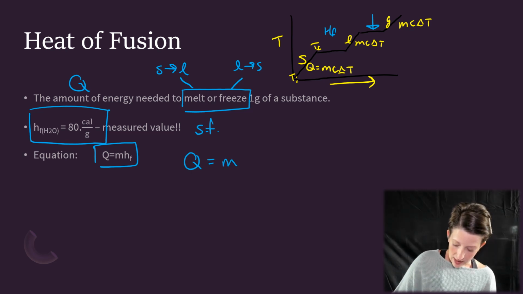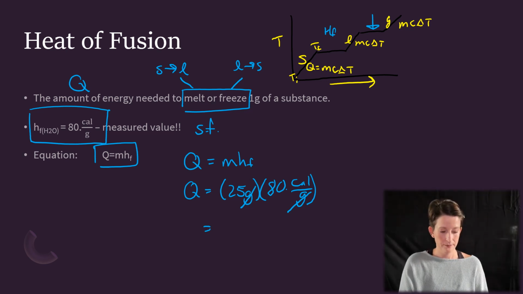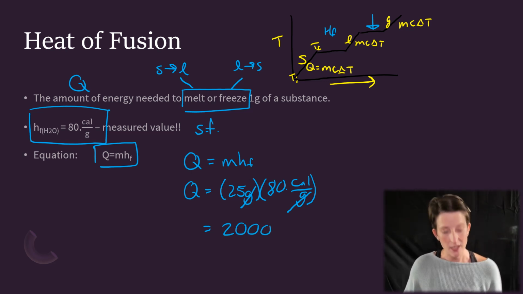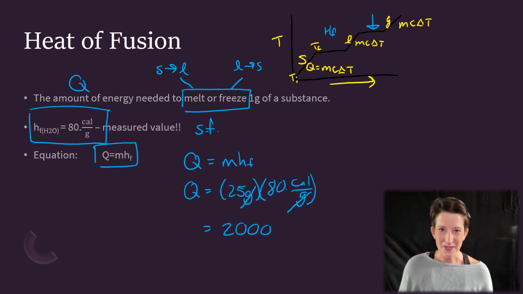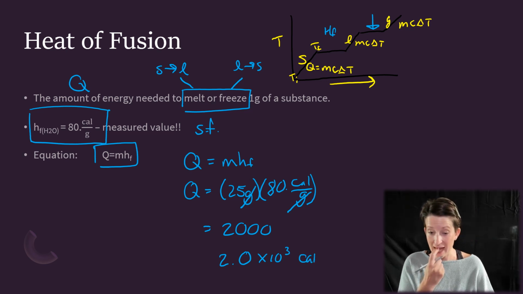So Q equals m HF. We had said that m was 25 grams and HF is 80 calories per gram. So grams are going to cancel out, and we take 80 times 25, and we're going to get 2,000. Now for sig figs, this is where you'll have to go into scientific notation because we need two significant digits. So 2.0 times 10 to the third calories would give us that value.